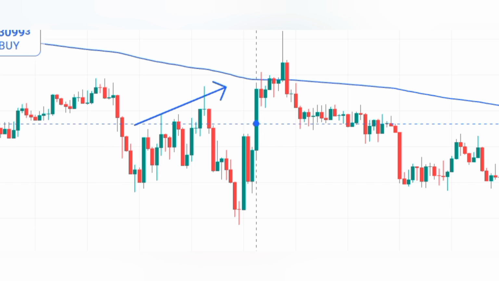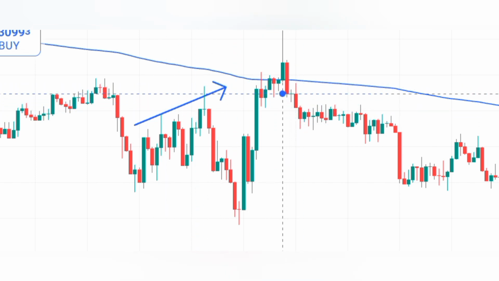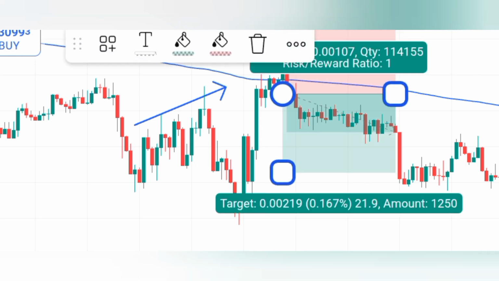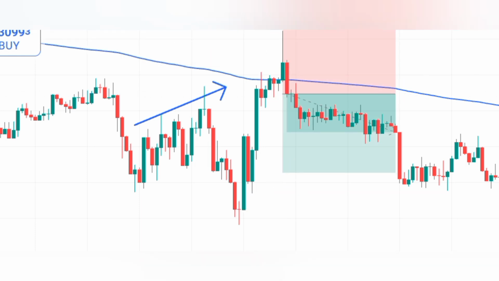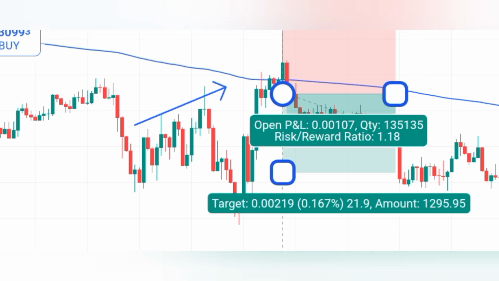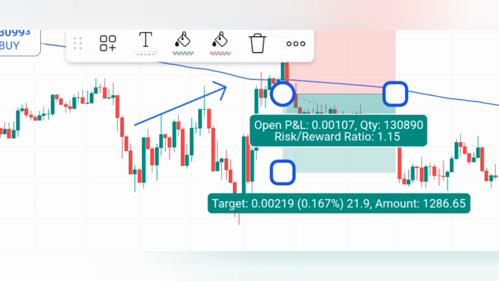So now immediately here, we don't wait for anything. After seeing that, we just risk, okay? We just risk and we put our stop loss. We have to put the stop loss just above that candlestick, right? It is only 20 pips.